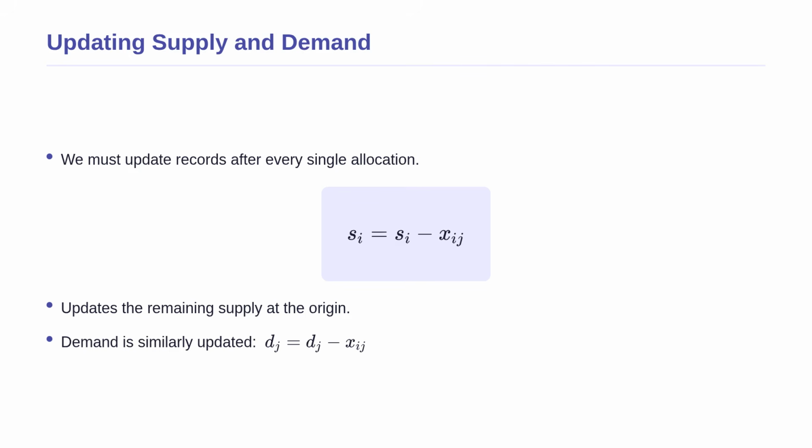Once we make an allocation using the previous rule, we must immediately update our records. This formula updates the remaining supply at the origin. By subtracting the allocated amount from the original supply, we find out how many units are left in the factory. If this value reaches 0, the factory is empty and we cross out its row. Similarly, we subtract the shipped amount from the destination's demand to see how many more units the store needs. If the demand reaches 0, we cross out its column. We repeat this until all supplies are empty.